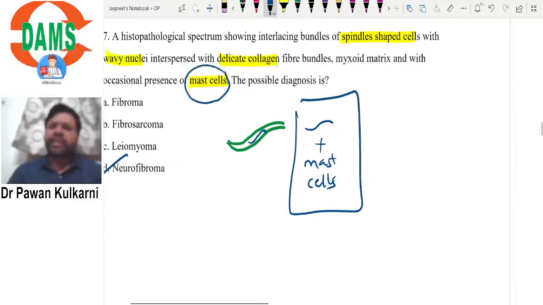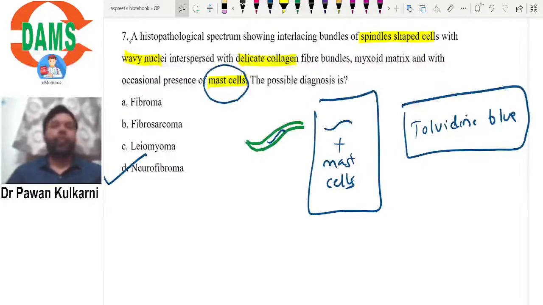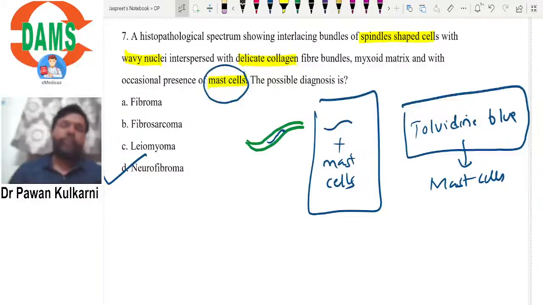So how do you demonstrate mast cells? What special stain can be used for demonstrating mast cells? Toluidine blue. So if we are not able to see it under the light microscope using H and E stain, hematoxylin and eosin stain, we should use this toluidine blue for mast cells. So whenever you see mast cells, first thing that should come to your mind in oral pathology is neurofibroma. Okay, neurofibroma.